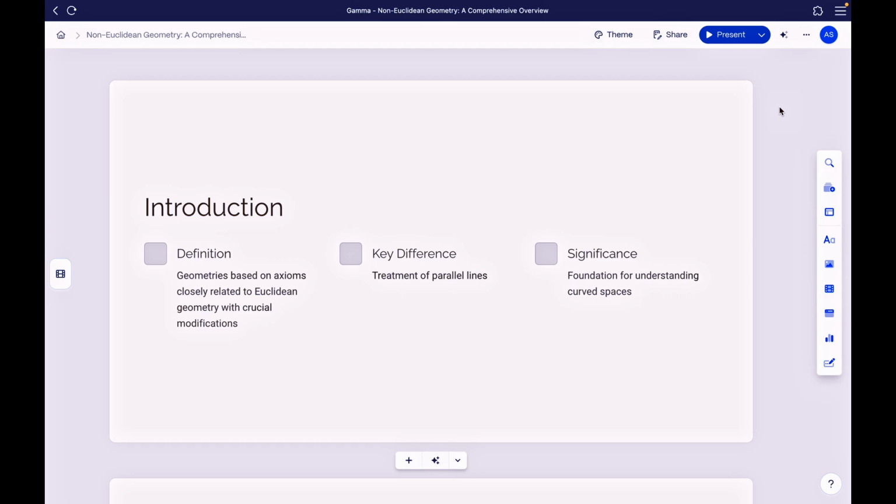And this is actually very closely related to Euclidean geometry, but there are a few crucial modifications. The key difference is the treatment of parallel lines, and its significance is the foundation for understanding curved spaces, almost like our universe or the world around us, as this universe is not in 2 dimensions. It is, at least as far as our scientific knowledge knows, in 3 spatial dimensions. So that's about it for the introduction.